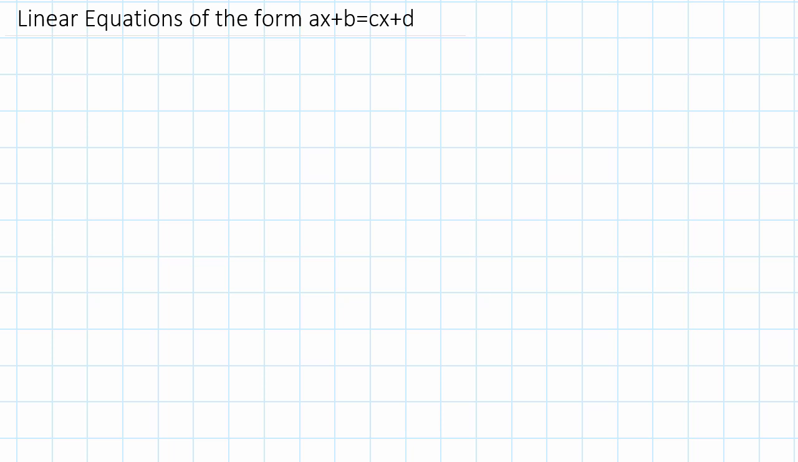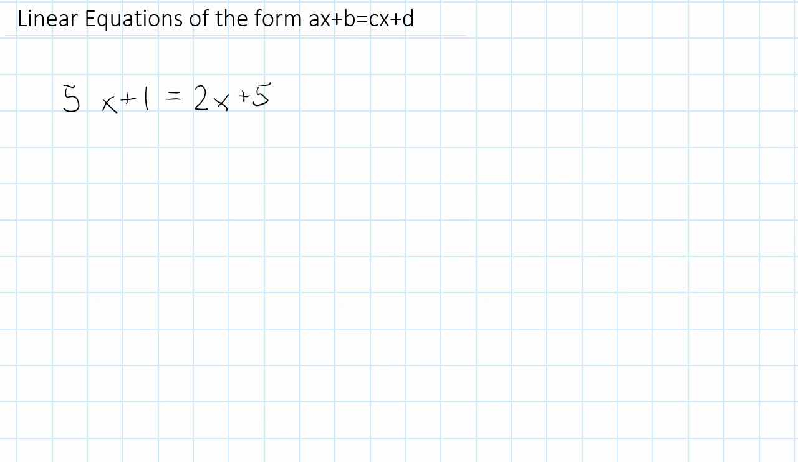So far, we've only seen equations in which the variable appears on only one side. What if we have an equation where the variable appears on both sides of the equation? So, for example, an equation like this. 5x plus 1 equals 2x plus 5.